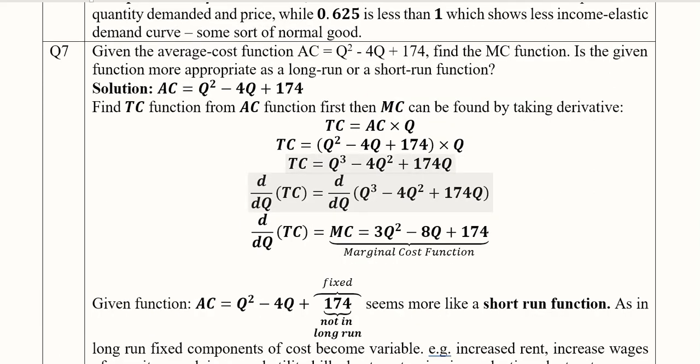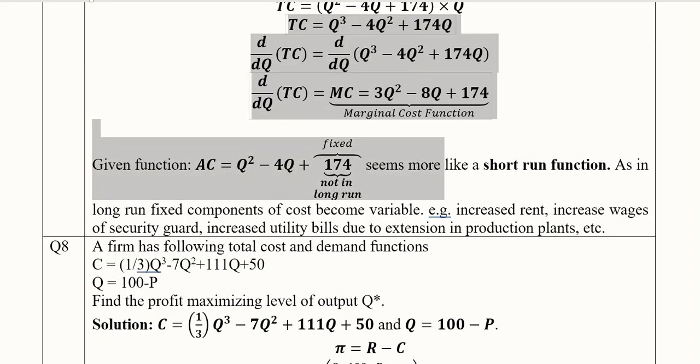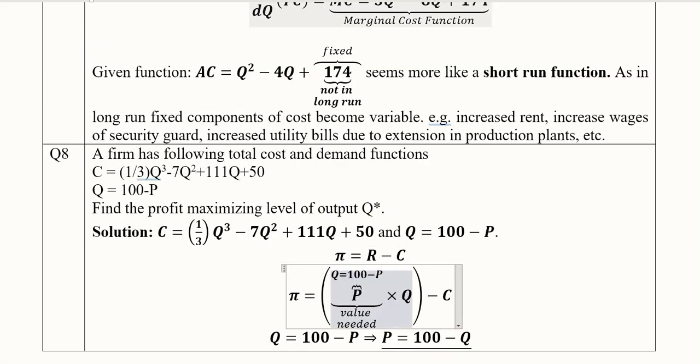And the total cost function here can be seen, and this doesn't have any constant term. So this can be interpreted as a long run cost function, because it has the absence of any fixed or constant value. Now we have the total cost function. We are given this total cost function and demand function, and we are required to find the profit maximizing level of Q star. So the critical value of Q is to be found, and that should be associated with the maximized profit.